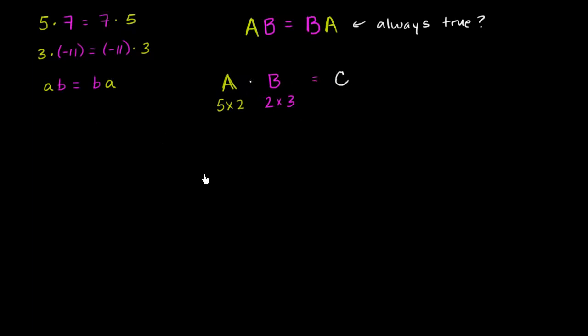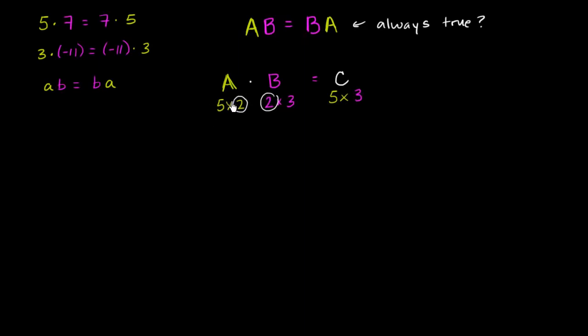And what are going to be the dimensions of C? Well, we know that first of all this product is defined under our convention of matrix multiplication because the number of columns that A has is the same as the number of rows B has. And the resulting rows and columns are going to be the rows of A and the columns of B. So C is going to be a 5 by 3 matrix. Now, what about the other way around? What would B times A be?